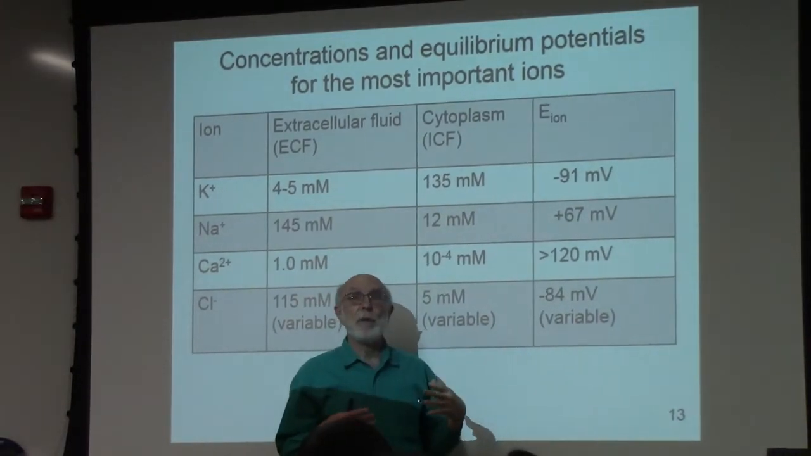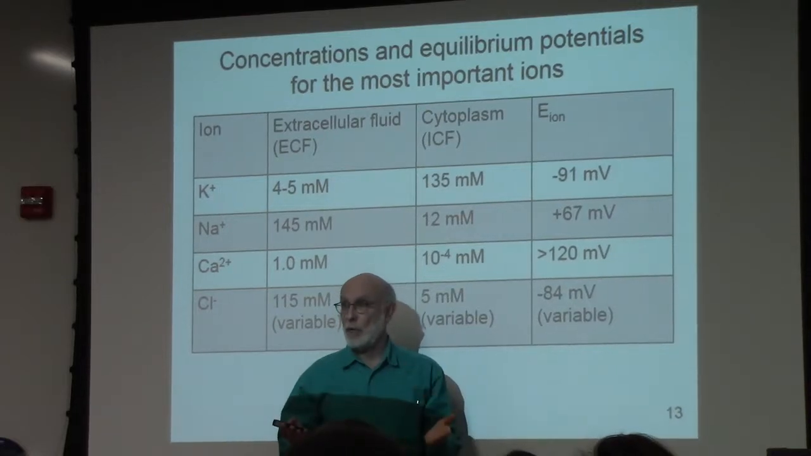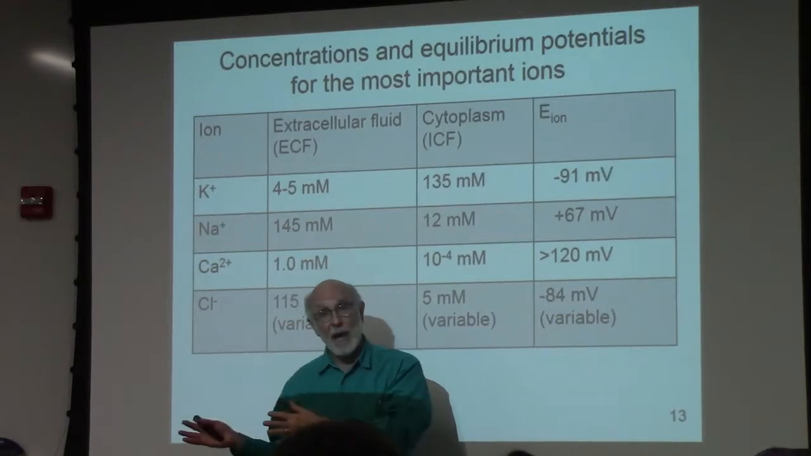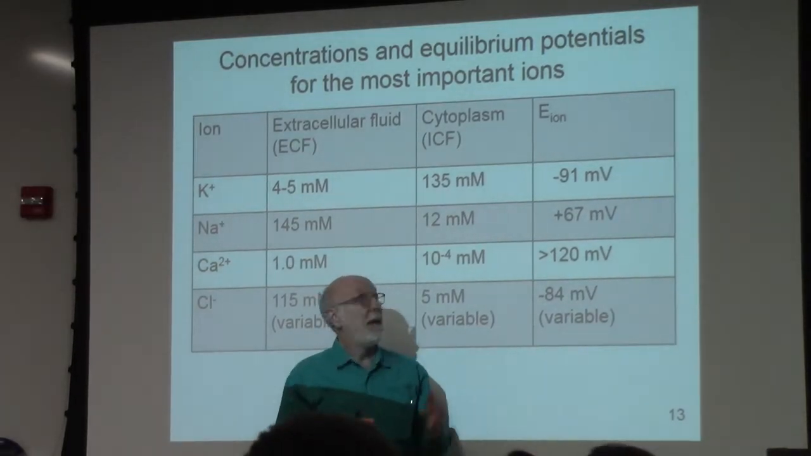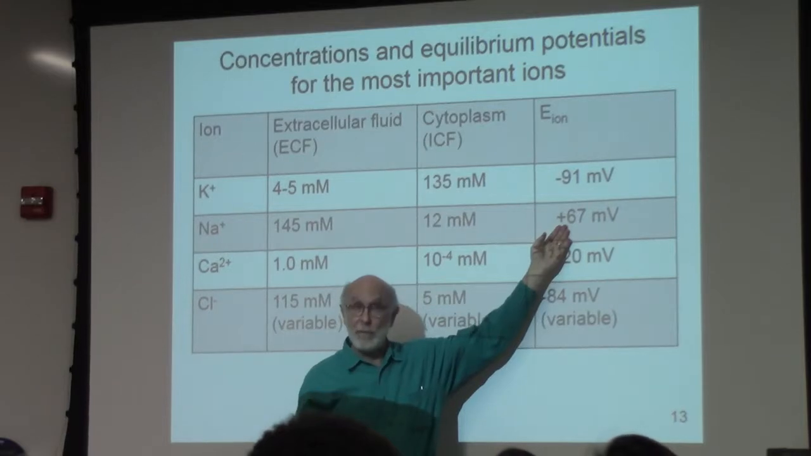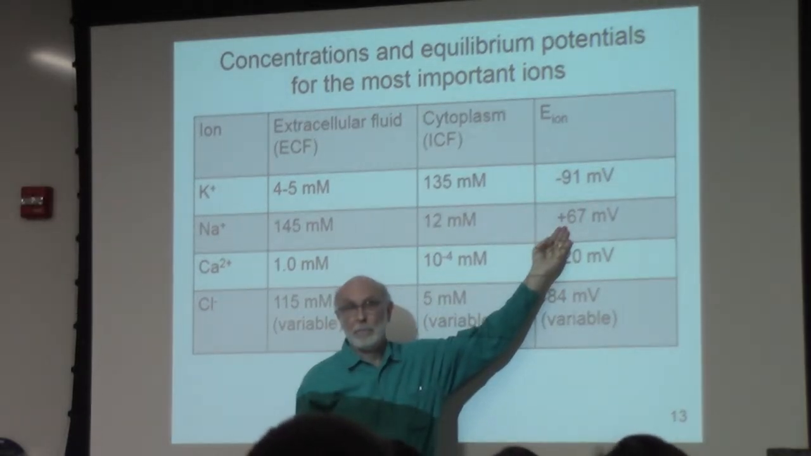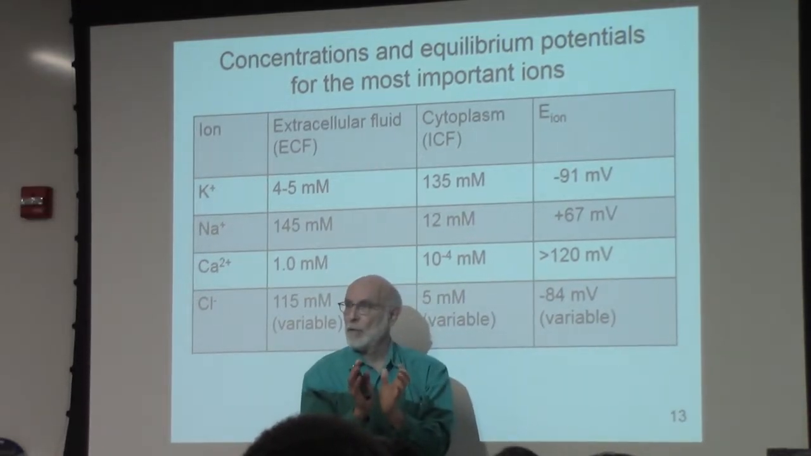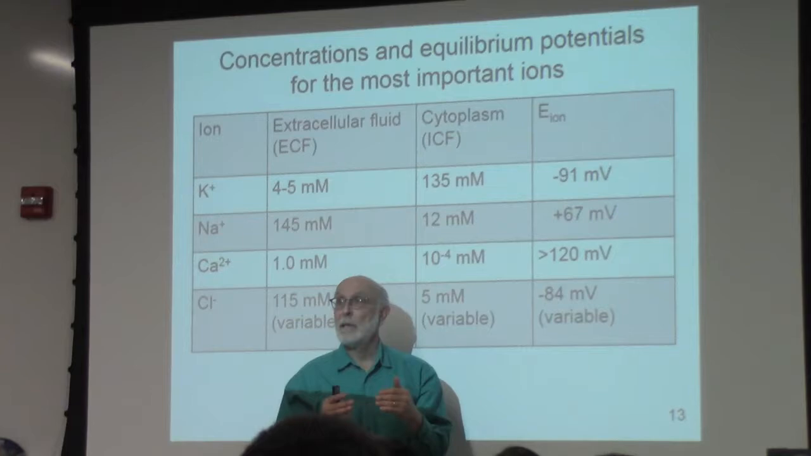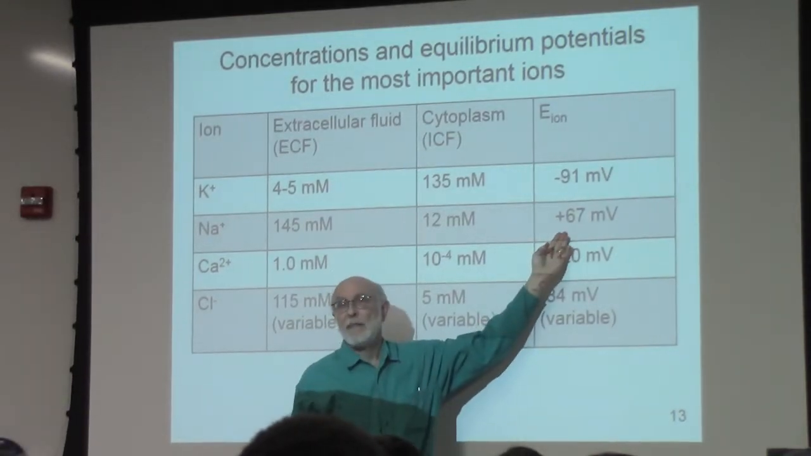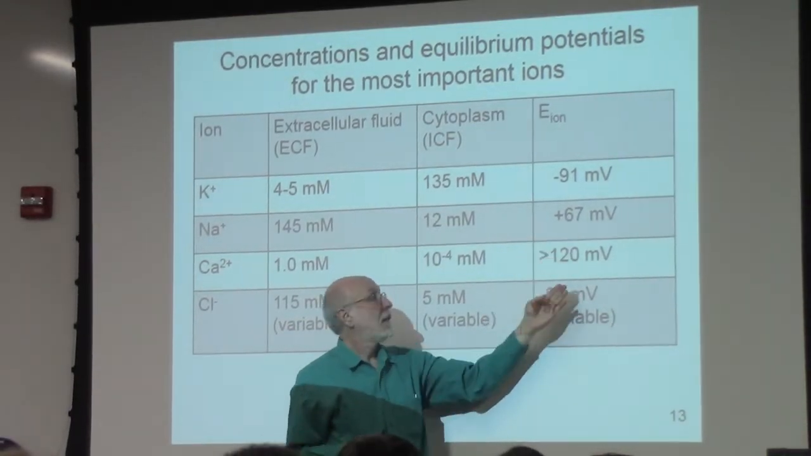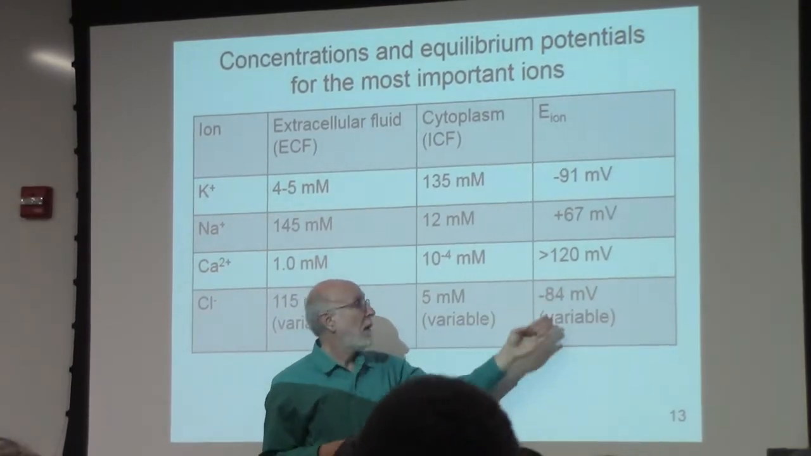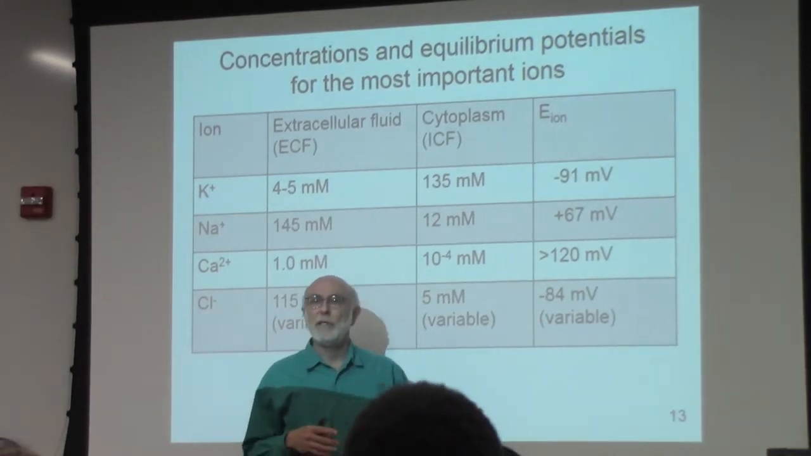If the membrane were permeable to sodium, and only to sodium, remembering that the sodium concentration is high on the outside and low on the inside, the equilibrium potential for sodium would be positive. Because sodium would flow in, more positivity on the inside, until it got so positive that it reached equilibrium at this voltage. The equilibrium potential for calcium is a very large positive number, which we'll be using later. And the equilibrium potential for chloride is a variable negative number.